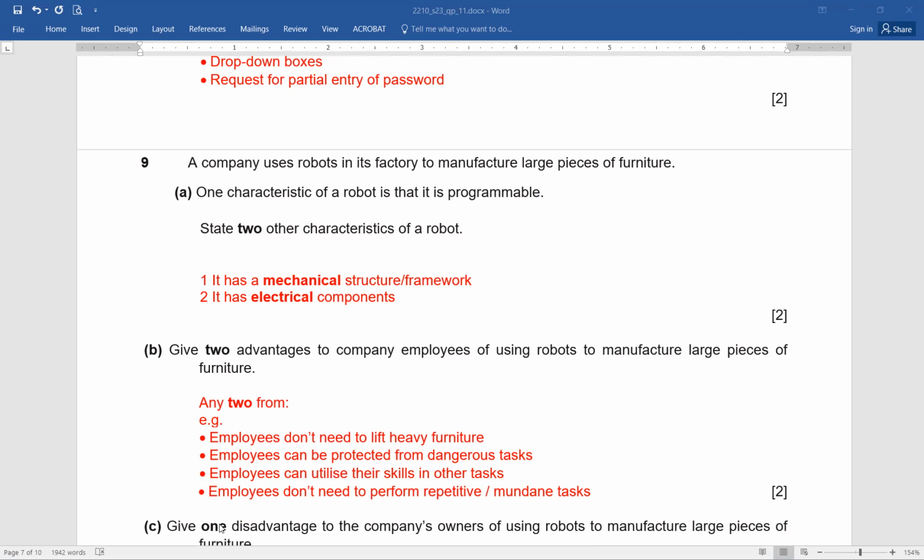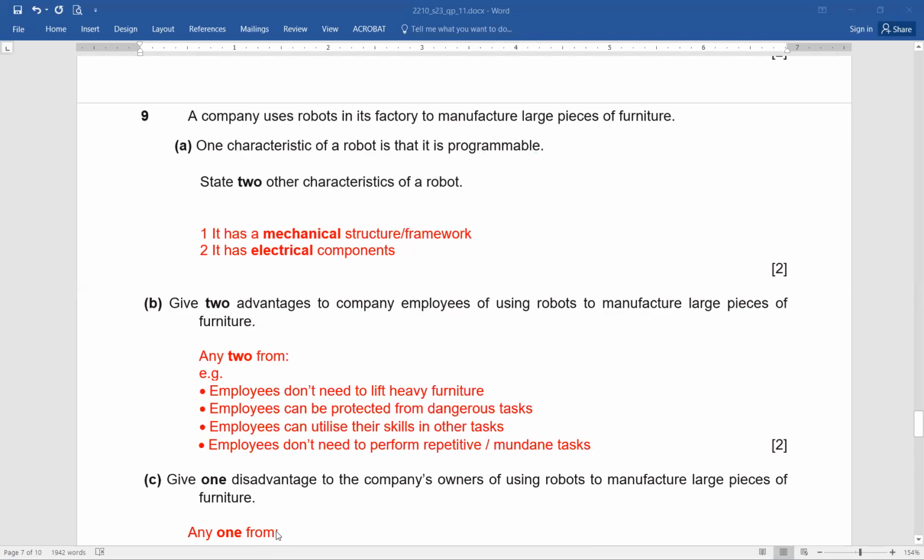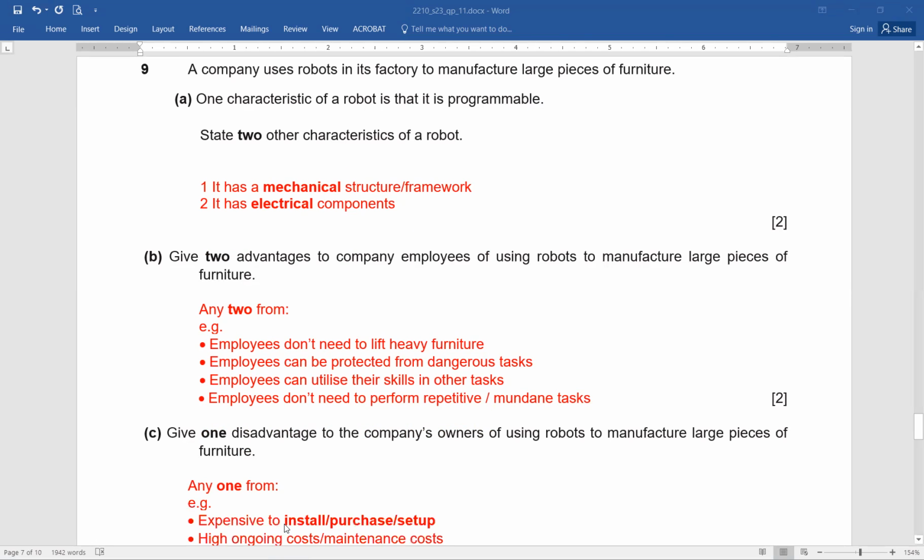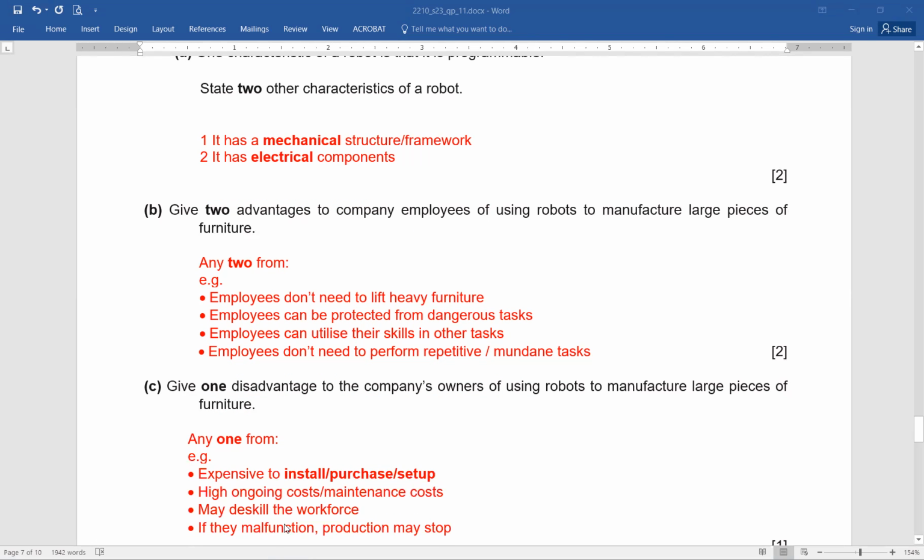Okay. Now, part C. Give 1 disadvantage to the company's owners of using robots to manufacture large pieces of furniture. Here you can see any 1 disadvantage: expensive to install or purchase or set up. Now remember, in the long run it is advantageous, but in the beginning it is expensive to install, expensive to purchase, expensive to set up. High ongoing costs or maintenance costs are very high.